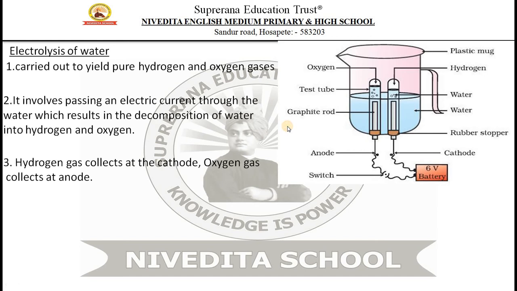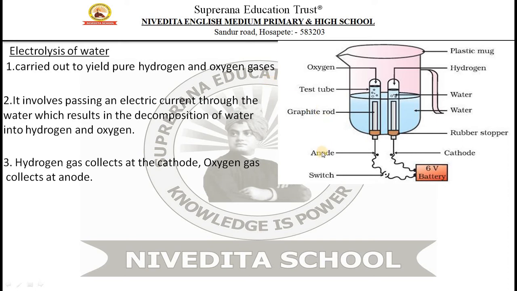So electrolysis of water, why is it carried out? It has industrial applications as well as laboratory. We can do this simply. One year we did it in our exhibition where we carried out electrolysis of water. So why do we do this? That's the first important thing to know. We do it to get pure hydrogen and oxygen gases, right?